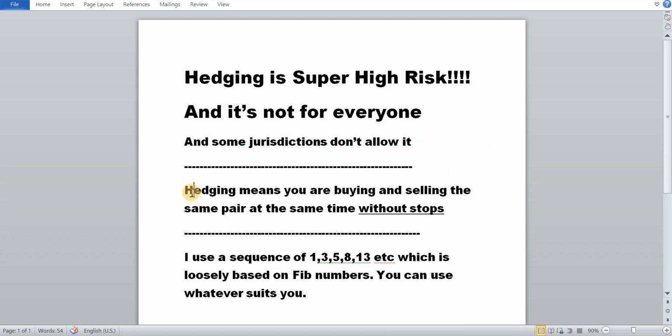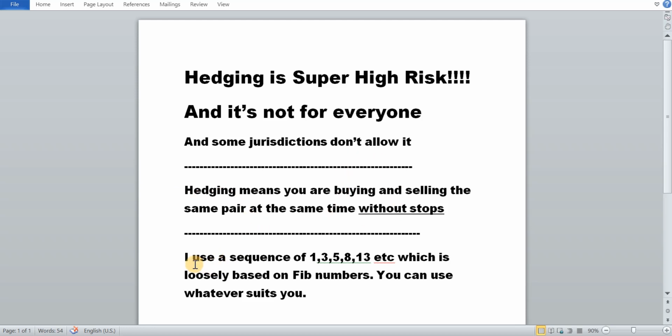All right, hedging means you are buying and selling the same pair at the same time without stops. So that's why it's high risk. You're going into a trade without stops. You're not buying and selling at the same time. You'll see it in examples shortly, but you could be buying and selling the same pair in the same sequence. You'll see what I mean when we get into it.